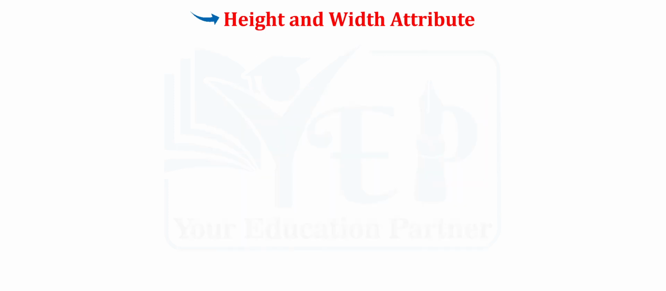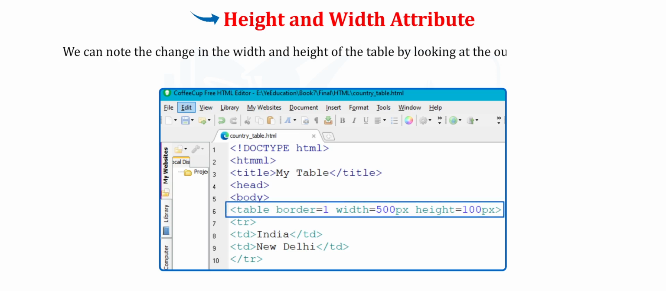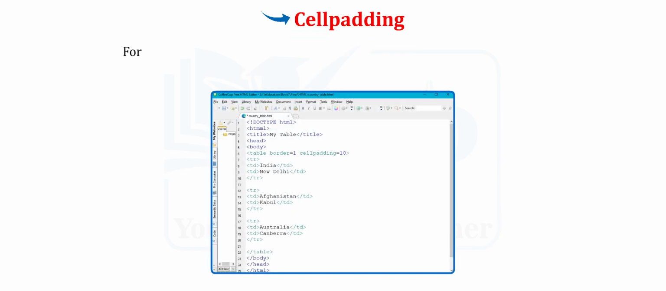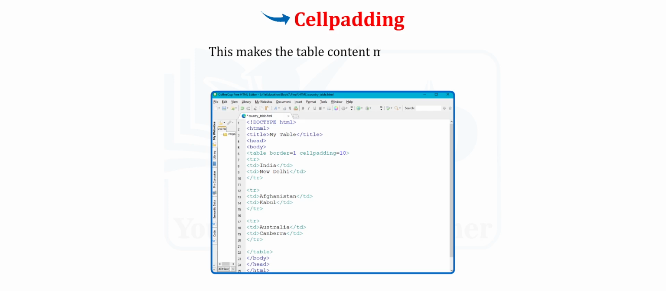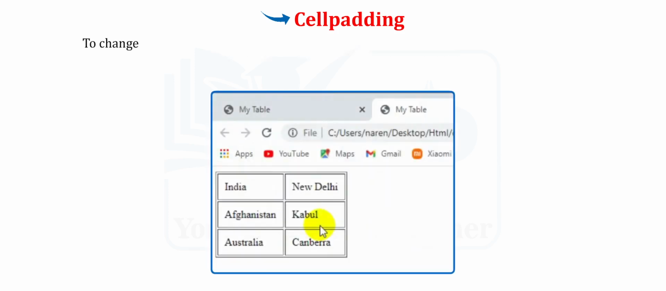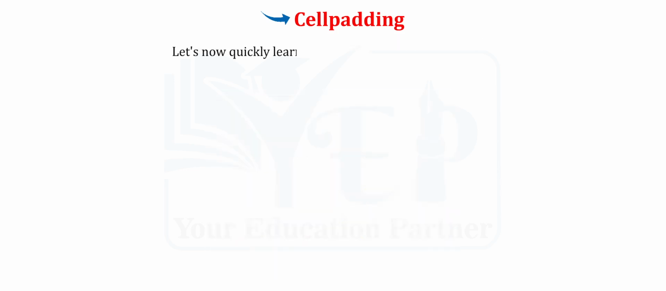Let's walk through the code. Line 6. The height and width attribute values are specified in pixels. We can note the change in the width and height of the table by looking at the output given below. Cell padding. For better clarity, the cell data should be placed away from the cell borders. This makes the table content more readable. To change the placement of cell data corresponding to the cell borders, cellpadding is the right attribute. Let's now quickly learn how cellpadding works in HTML.